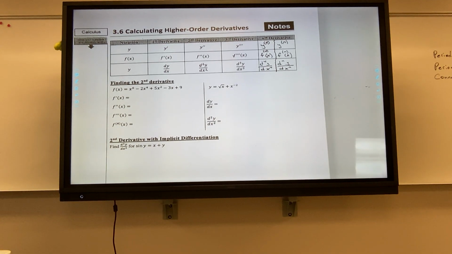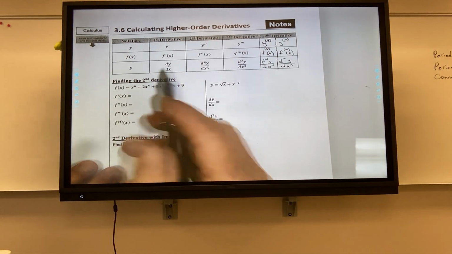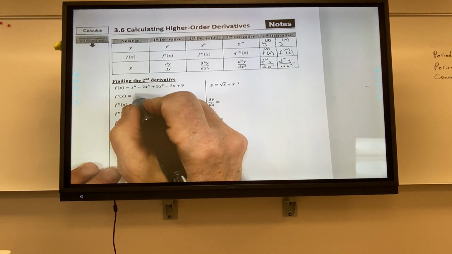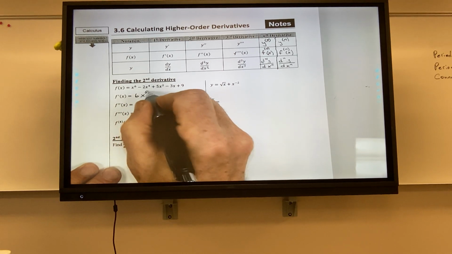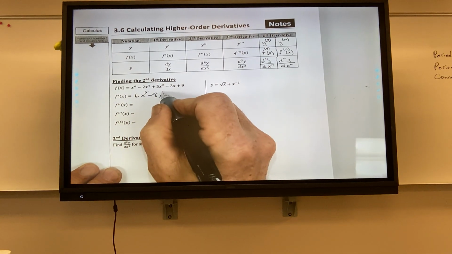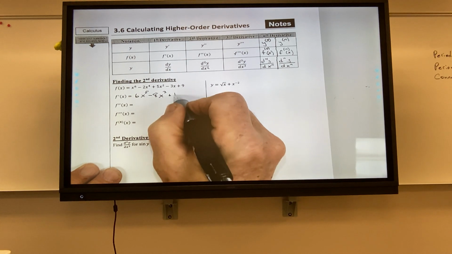Okay, I was not listening, but I think I get it. I was busy doing the finding the second derivative bit. Oh, like this here? Yeah. Okay, so tell me what you got for the first derivative. There'll be 6x to the fifth minus 8x cubed. Go slow for me. 8x to the what? 8x cubed plus 10x minus 3.